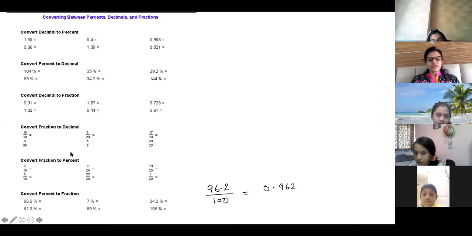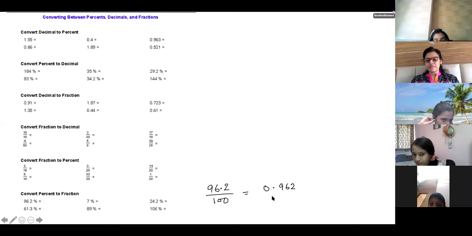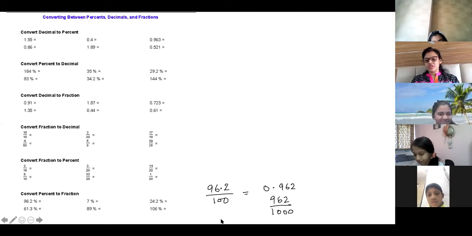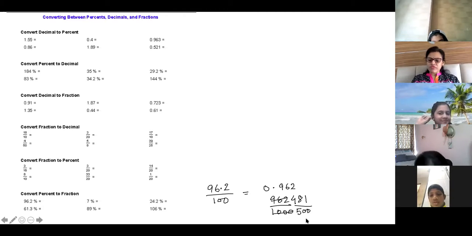Can you convert it into fraction? How to convert? You have done it over here. Decimal to fraction, how will you convert? Multiply by 1000 because 3 digits are there, and divide by 1000. Then bring it to the lowest form. 2 4s are 8, 2 8s are 16, and 2 1s are 2. And here it is 2 5s are 10 and 0 and 0. So 481 upon 500 is the fraction.